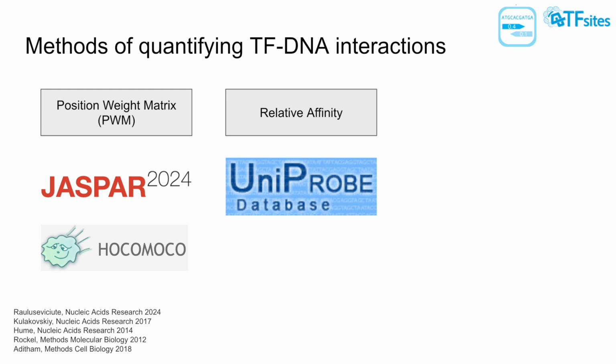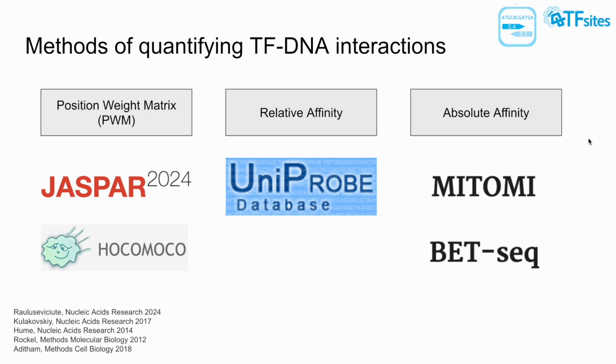PBM correlates with methods that measure absolute binding affinities, which is also our last category of data, and includes techniques such as MITOMI or BET-seq. We host both PWM and PBM relative affinity data on the TF Sites website itself.